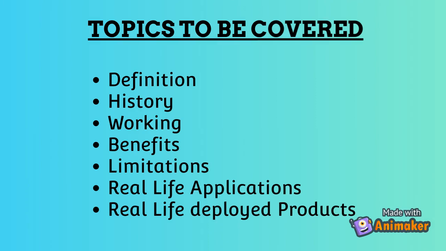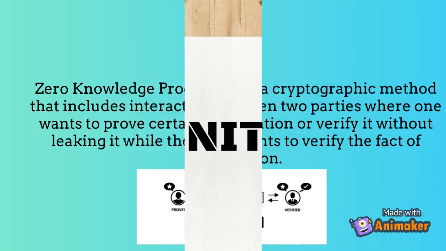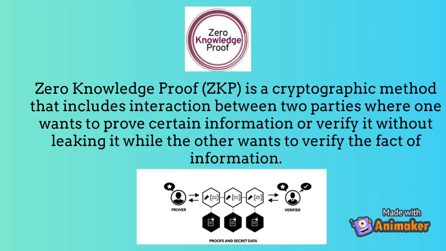Let's take a look at what we are going to cover in this video. Definition. So what is ZKP? Zero-knowledge proof, also called ZKP, is a cryptographic method that includes interaction between two parties, where one wants to prove certain information or verify it without leaking it, while the other wants to verify the fact of the information.